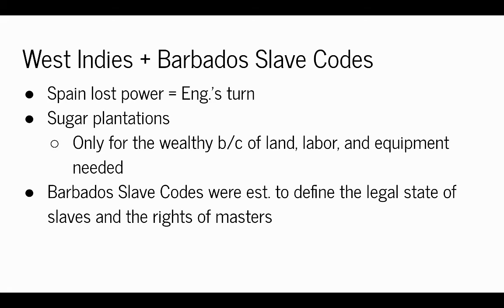Now, the labor did come in the form of slavery, okay, and to the point that in the West Indies, slaves outnumbered whites 4-1, okay? Because of that, and because of the fear of rebellion, you have the Barbados slave codes that were established in 1661, and those officially defined the legal state of slaves and the rights of their masters over them.